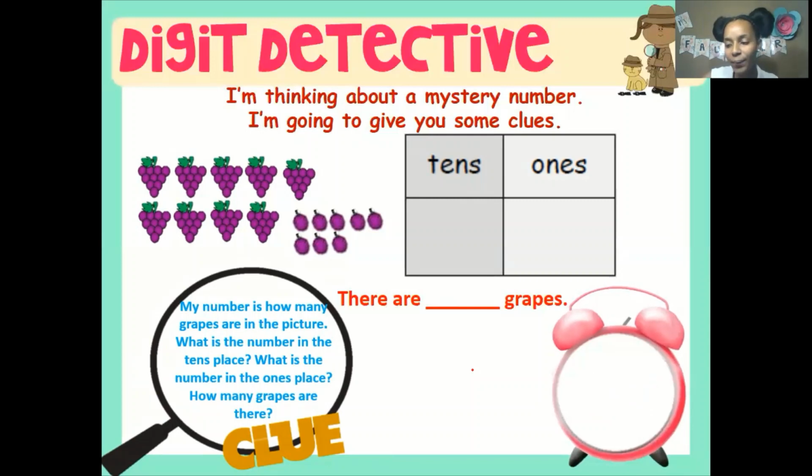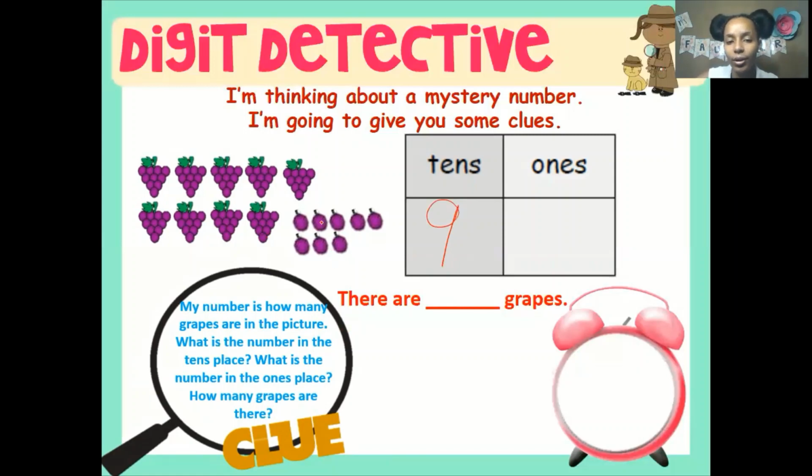Time is up. Let's go ahead and see what is the number in the tens place. What did you guess? Let's check. 1, 2, 3, 4, 5, 6, 7, 8, 9. If you guessed 9, then you are absolutely right.